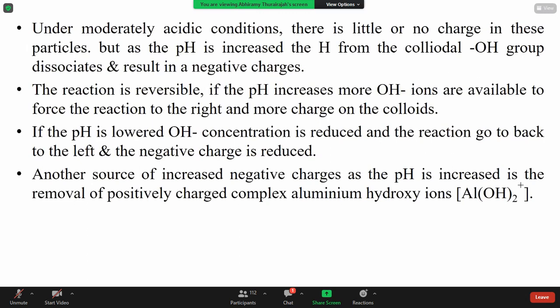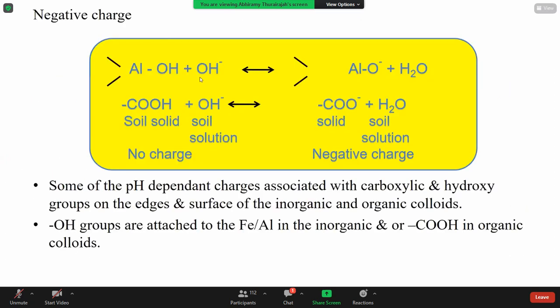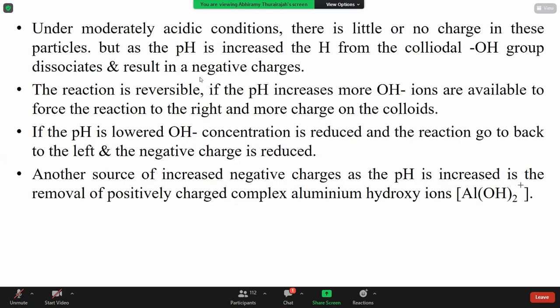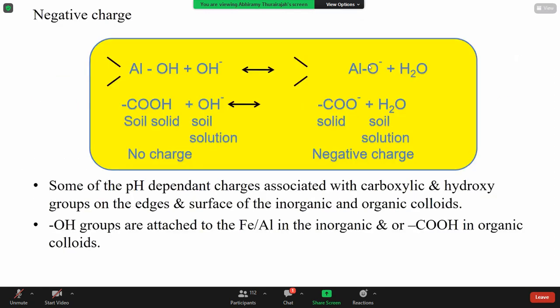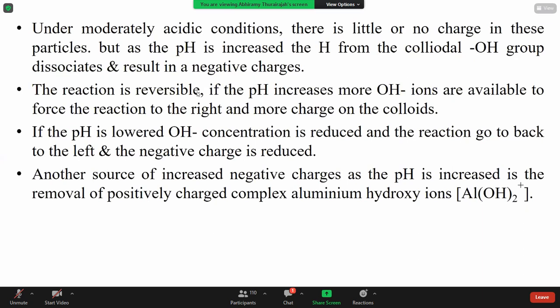Right? Here you see that under moderately acidic condition, there is little or no charge on these particles. But as the pH increases, H+ from the colloid OH group dissociates, and this results in a net negative charge. Right, the reaction is reversible.